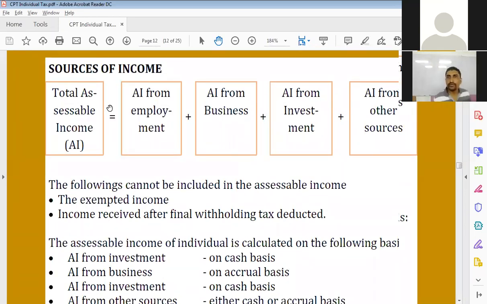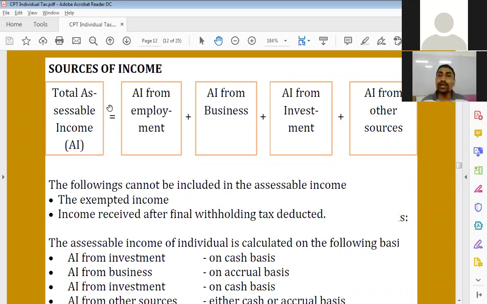Right. So here we are discussing about the sources of income. I have explained you the 4 sources of income. That is employment, business, investment, and other sources. So when you are calculating the total assessable income, see the formula. Total assessable income is the total of the assessable income from employment, assessable income from business, assessable income from investment, and assessable income from any other sources. So when you take the total of this, that is called total assessable income.